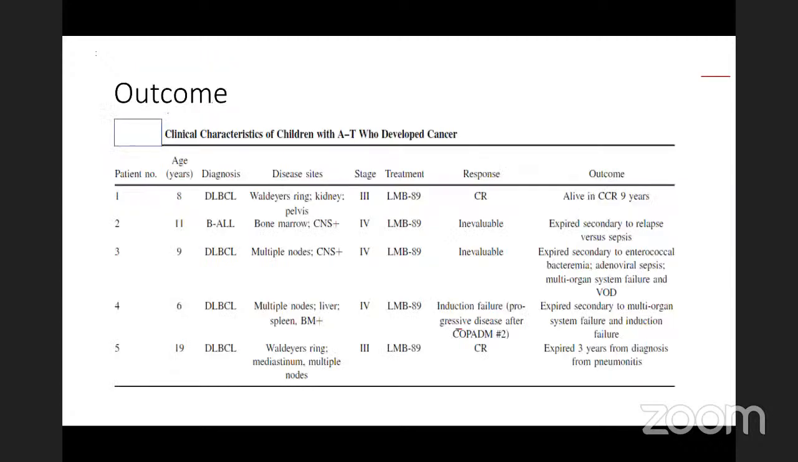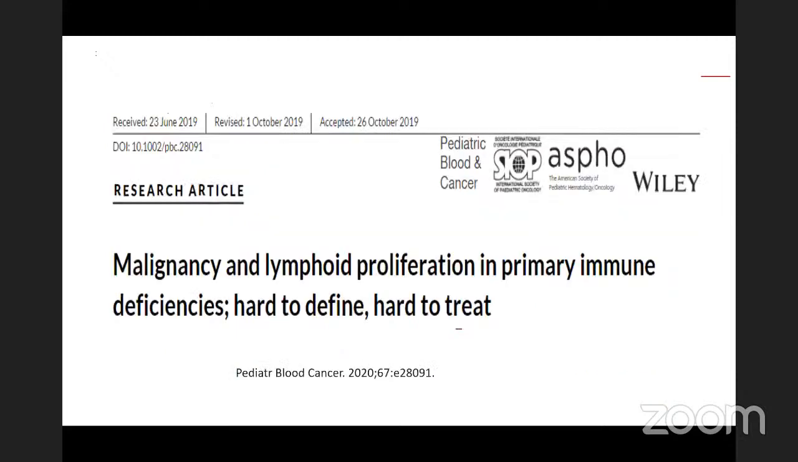With a more dismal outcome in ataxia-telangiectasia, most of the reported cases did not survive their malignancy, and this is very bad news for ataxia-telangiectasia, because we have recently tried with ataxia-telangiectasia and lymphoid malignancy. Next, please. Like the Turkish publication recently in Pediatric Blood and Cancer, malignancy and lymphoid proliferation in primary immunodeficiency are hard to define and hard to treat.